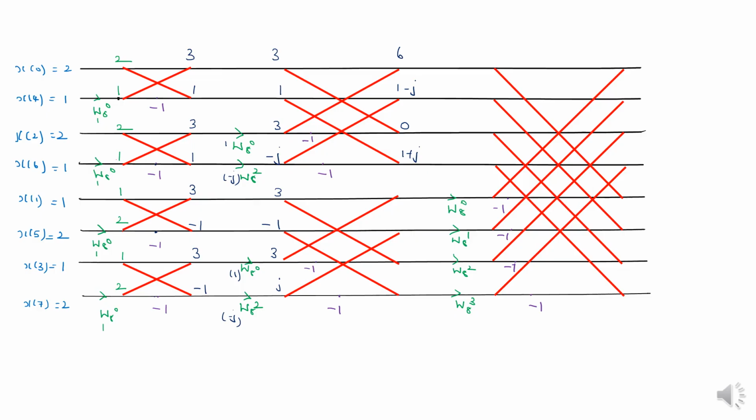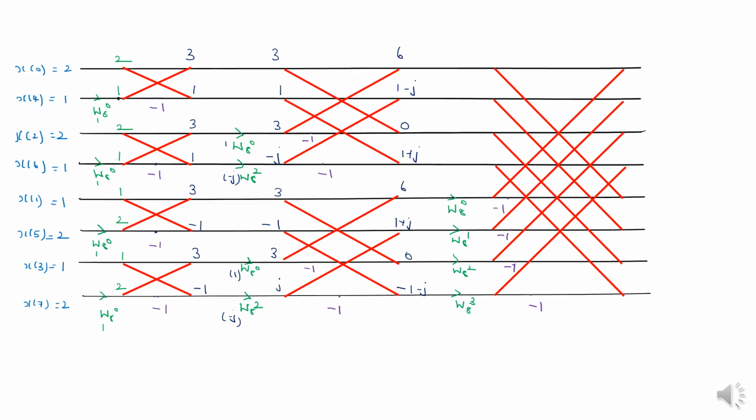Similarly, we find the next 4 values. It is 6, 1 plus j, 0, minus 1, minus j. So this is the value across stage 2.